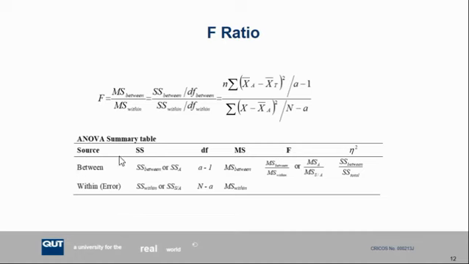So it will tell us the source of our variance. So we know we have our between groups variance and our within groups variance.